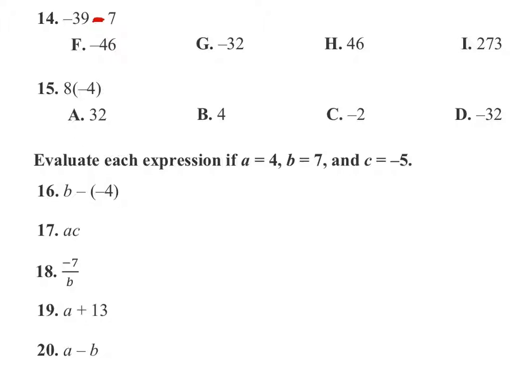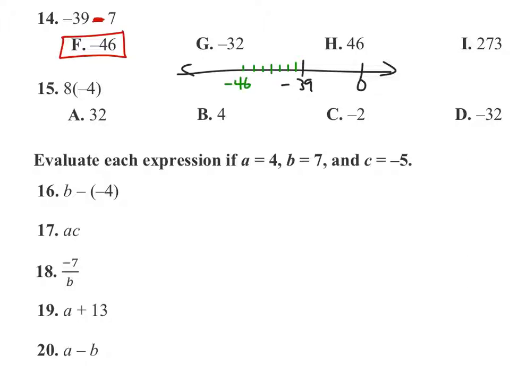If I was in the negatives, I'm going to have something even more negative, which means it's going to give us a negative 46 on the number line. So zero's over here, negative 39 may be around right here. We're going to go to the left 7: 1, 2, 3, 4, 5, 6, 7, which gives us a negative 46. There we go.